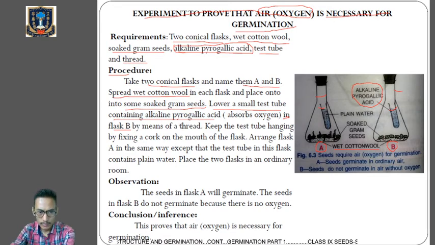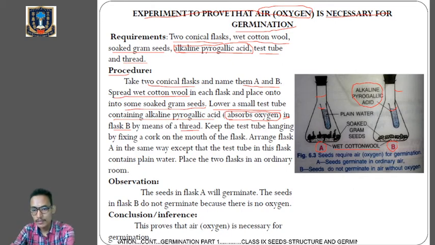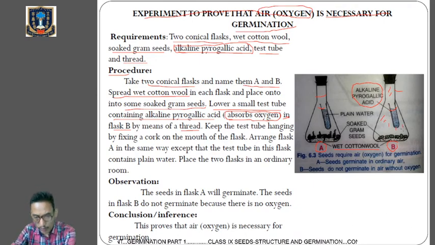Clear? With the help of a thread, we are keeping a small test tube in conical flask B, but that test tube contains alkaline pyrogallic acid. Now what is the importance of pyrogallic acid? It will absorb the oxygen present inside the conical flask. So these conical flasks will be devoid of oxygen because alkaline pyrogallic acid will absorb all the oxygen present inside.